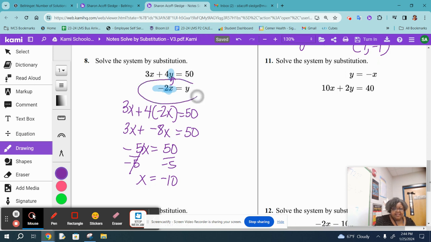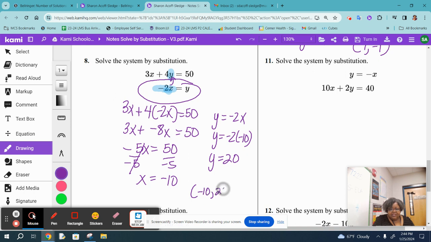Now I'm going to take this equation to find y because it's already solved for y. If you have an equation that's already solved for the variable that you're looking for, use that one. So y is negative 2x. Y is negative 2 times negative 10. Y is 20. Write your ordered pair and draw a box around it so I won't be all over the page trying to find your answer.